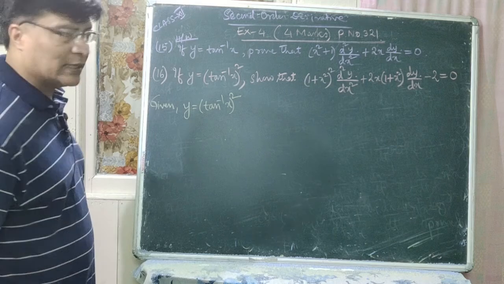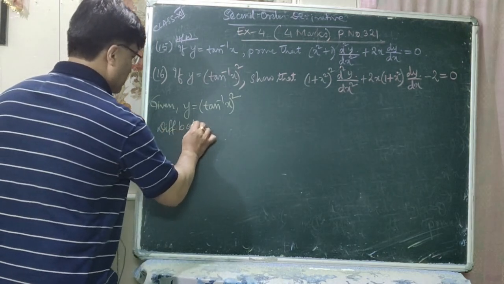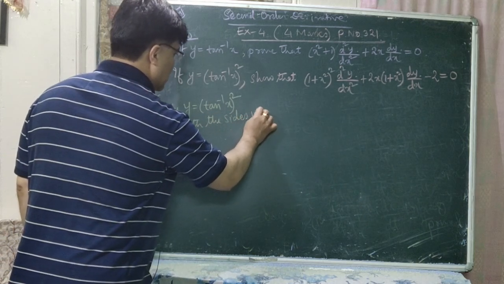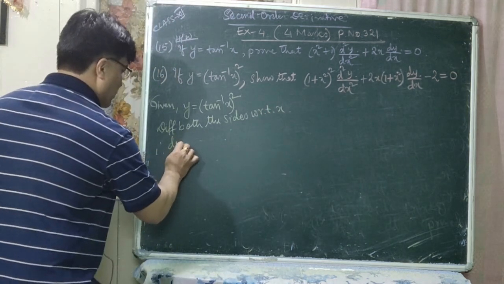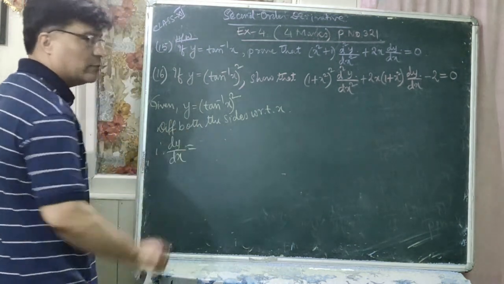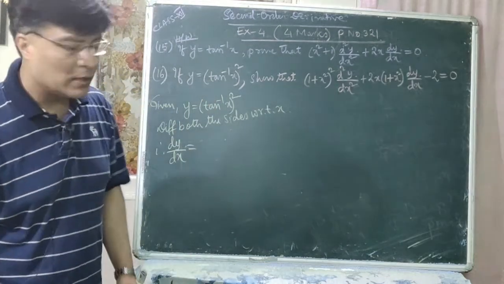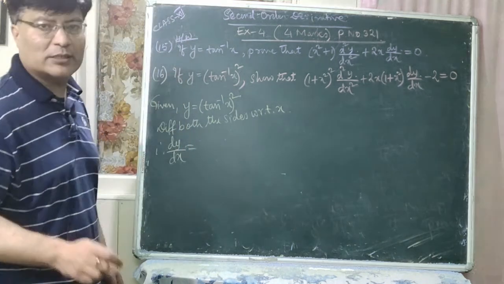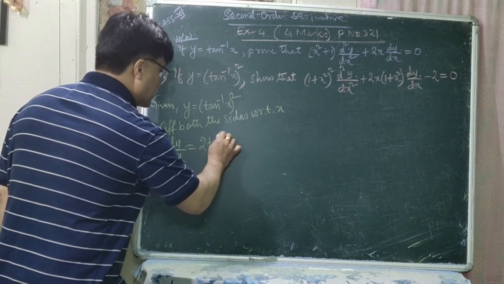Okay. So directly you can differentiate it. So differentiating both the sides with respect to x, therefore dy by dx is equal to, now what is the differentiation of tan inverse x whole square? How will you differentiate it? It is just like your x square. So what is the differentiation of x square? 2x. So it is 2 tan inverse x.